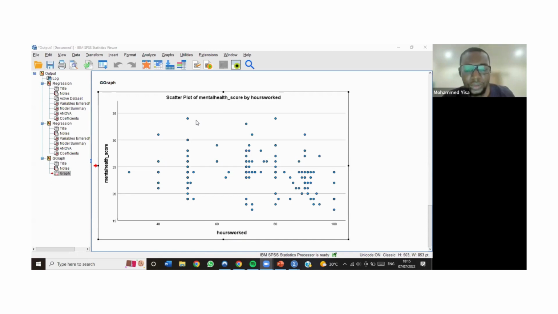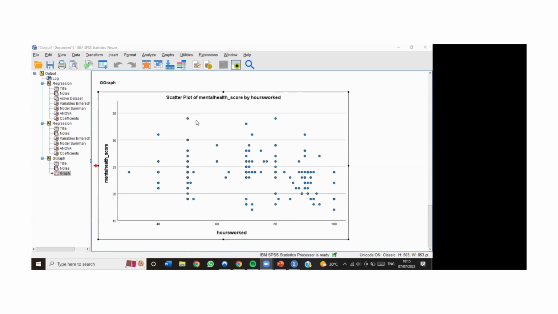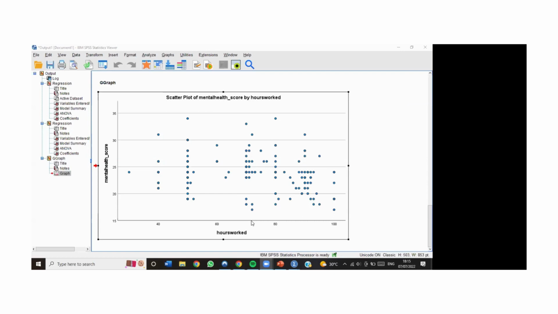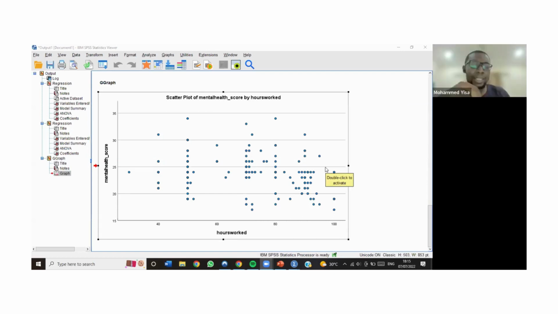Now, when the p-value is less than 0.05, you say it is statistically significant. Now, this first model that we ran, for mental health score versus hours worked, the p-value we got was less than 0.05. It was statistically significant. Okay. But then I'm just highlighting some other things that you need to take into consideration before you can use that model and say that this is a robust model and this is something that you can actually use to predict the mental health score.